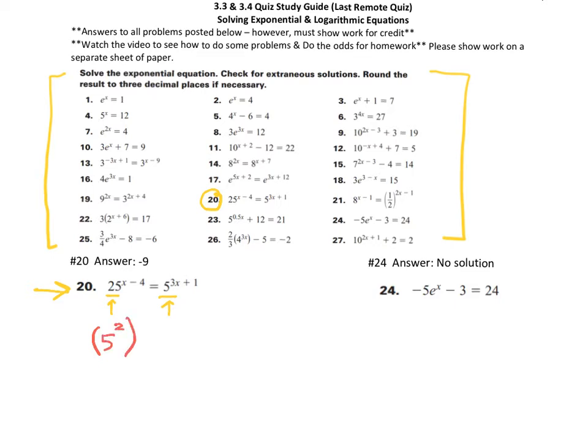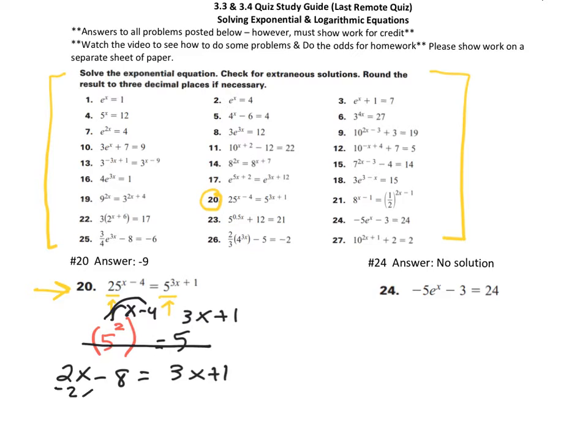And so then it's 5 squared raised to the x minus 4 is equal to 5 raised to the 3x plus 1. Now the bases are the same. We distribute that 2 to the x and the negative 4, so we have 2x minus 8 is equal to 3x plus 1. We then solve for x, so we subtract 2x from both sides. Excuse my dog. So we have negative 8 is equal to x plus 1. We subtract 1, so we get x is equal to negative 9.